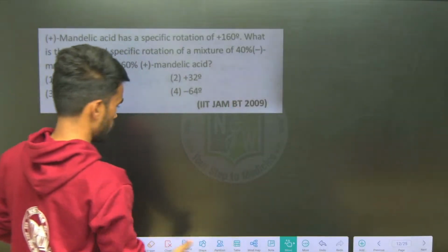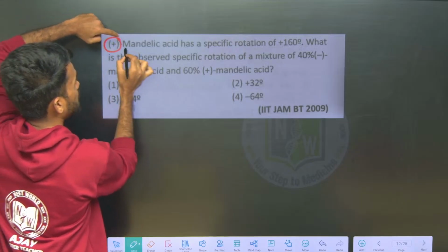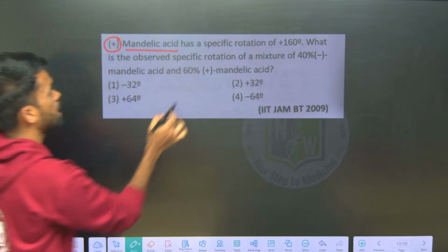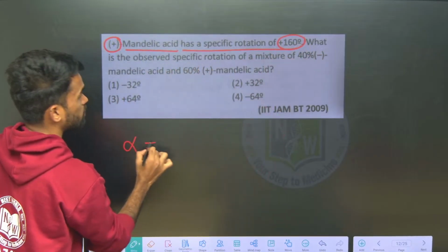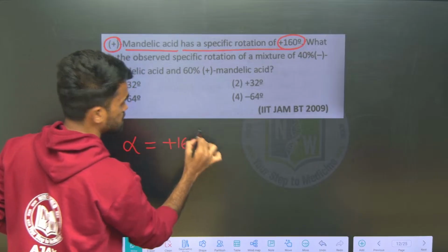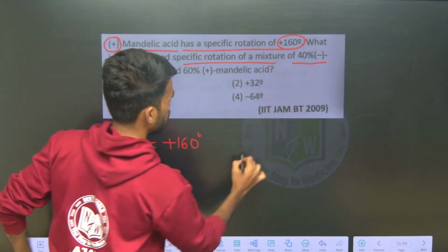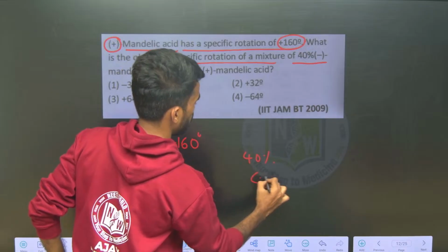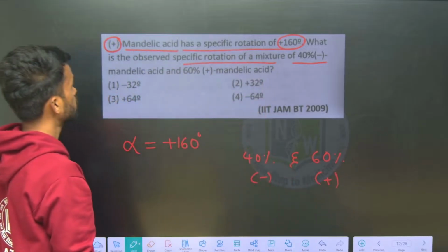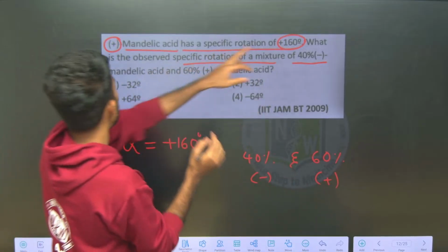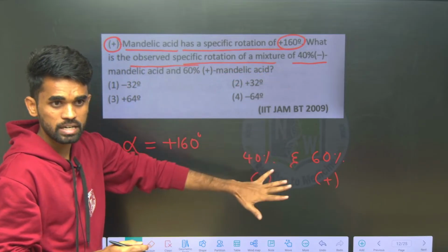So read this question once. See, they indicated plus. So plus mandelic acid, meaning dextromandelic acid, has a specific rotation of how much? Plus 160. Specific rotation I am indicating with alpha plus 160, clockwise 160 degrees. What is the observed specific rotation of a mixture of 40% levorotatory and 60% dextrorotatory?